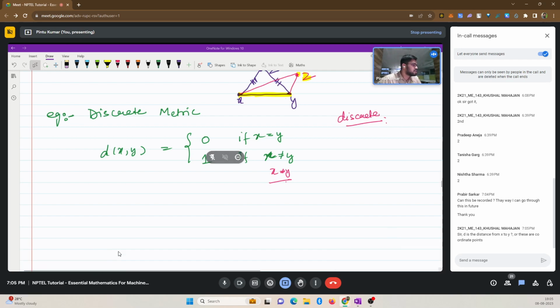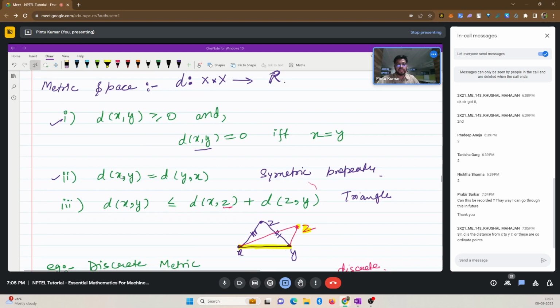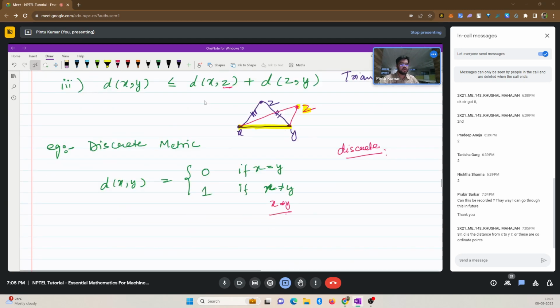Somebody is asking, sir, is D the distance from x to y, or are these coordinate points? No, D is the distance between x and y. D is a function that takes 2 points, x and y, and then calculates the distance as a real number.